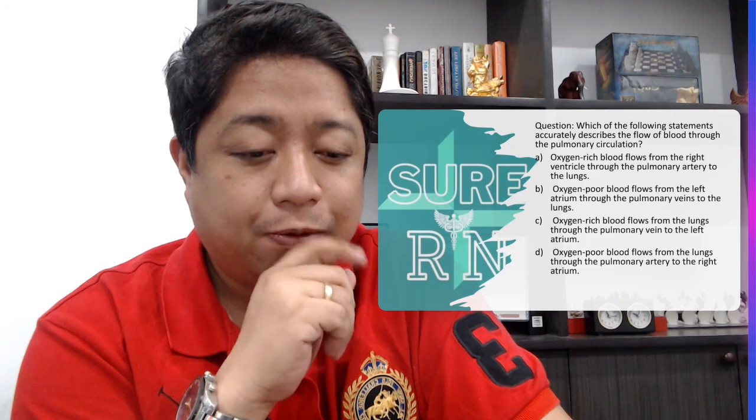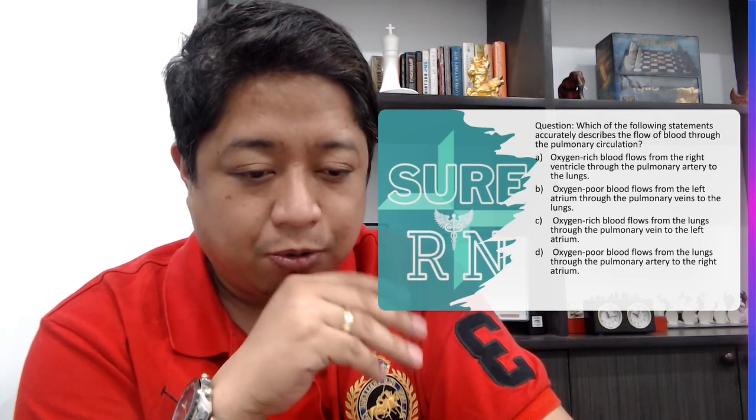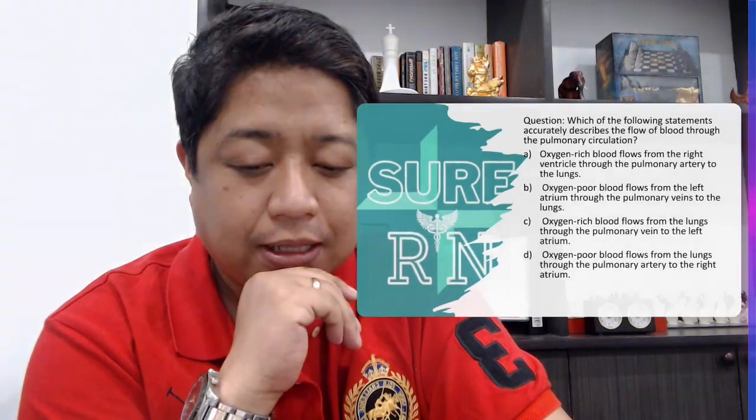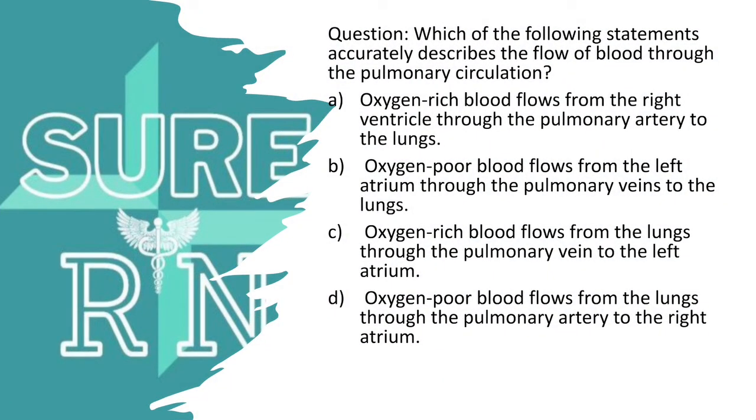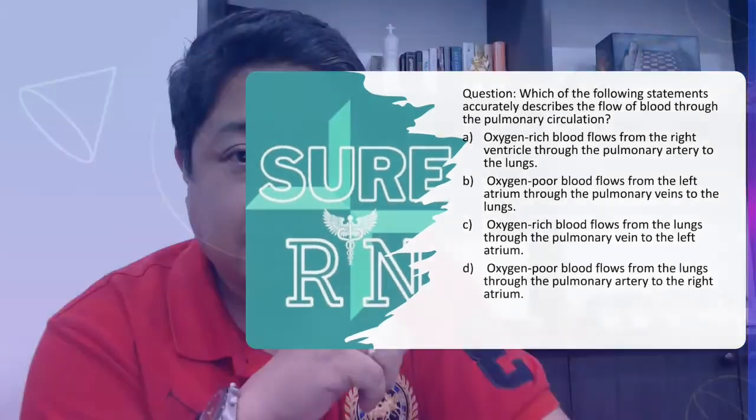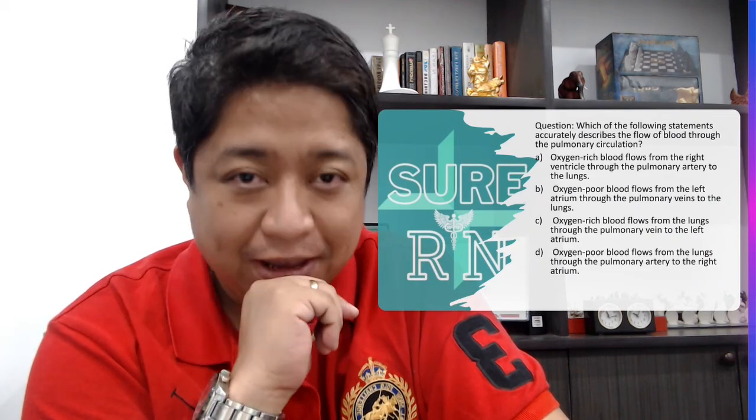What about letter C? Oxygen-rich blood flows from the lungs through the pulmonary vein to the left atrium. Do you think that's the correct answer? Oxygen-rich blood, so oxygenated blood flows from the lungs, that's correct, through the pulmonary vein, that's correct, to the left atrium. So C is the correct answer. How about letter D? Oxygen-poor blood flows from the lungs through the pulmonary artery to the right atrium. That is also wrong, kasi kung from the lungs siya, ang balik niya sa heart ay through your pulmonary veins.